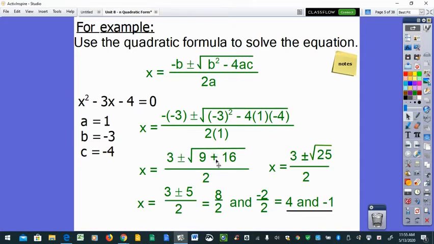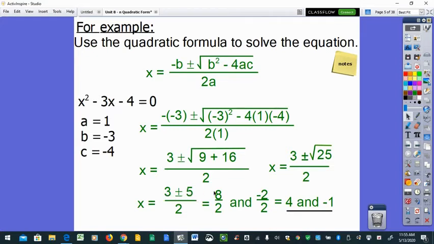So you just have to be careful. Now 9 plus 16 is 25. And the square root of 25 is a perfect square, so that becomes 5. And basically there are two answers hiding here. There's the positive road and the negative road.